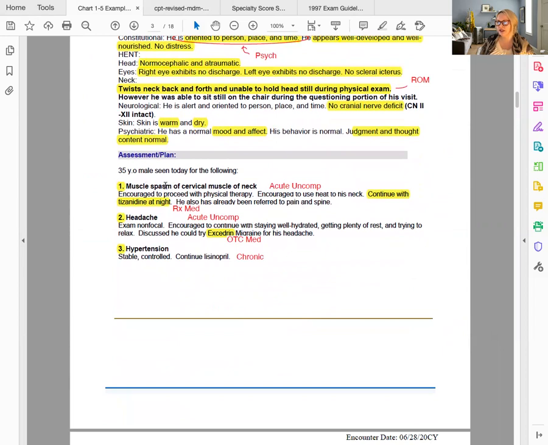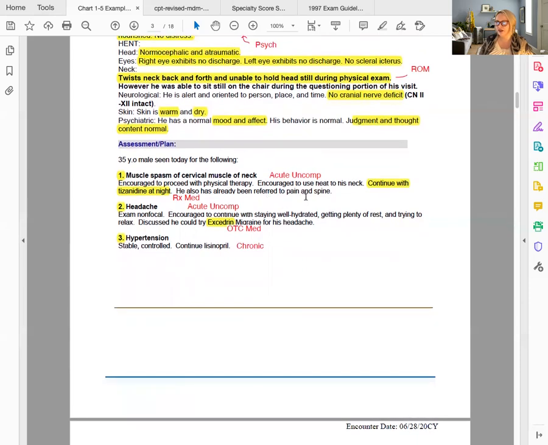So I can come in here and I see we have a more specified diagnosis. There's a muscle spasm of the cervical muscle of the neck. So they've made this more of a specified diagnosis rather than saying neck pain. They're saying what the cause is. So it's not undiagnosed. They are recommending physical therapy and heat, and the medication's already given. And they've given a referral.